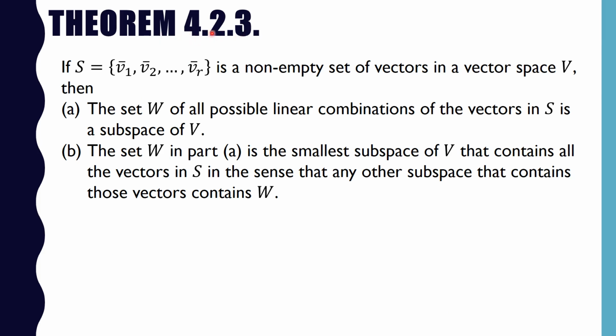Let us see the statement of the theorem which relates the idea of subspaces with a linear combination. If S is a non-empty set of vectors in a vector space V, then the set W of all possible linear combinations of vectors in S is a subspace of V. Further, that subspace is the smallest subspace of V that contains all the vectors in S. Let us understand this statement of the theorem with a simple example.